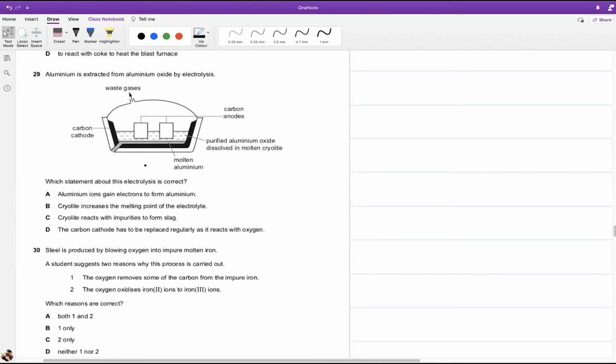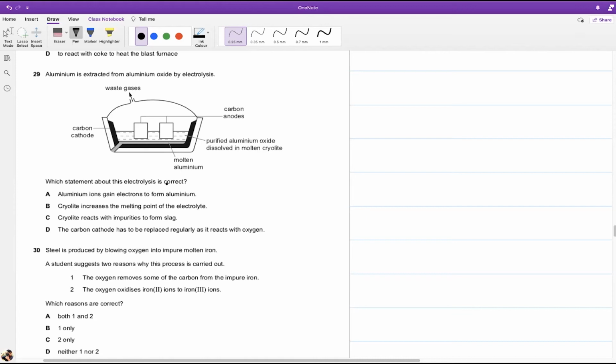Aluminium is extracted from aluminium oxide by electrolysis. You have to remember this: what happens here is that we have multiple carbon anodes which burn away because oxygen is produced there, and then we have molten aluminium which is going to go off. We will need to replace anodes. We also add cryolite because we want to reduce the melting point of this thing.